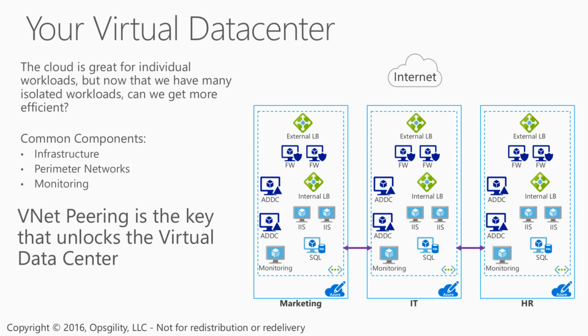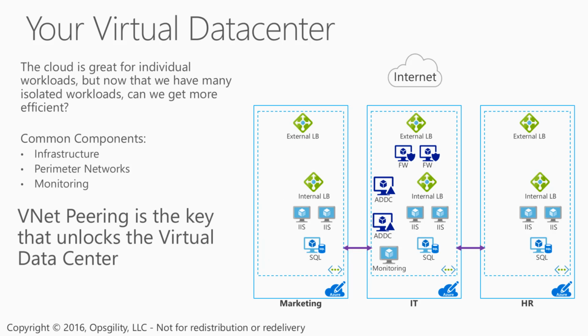Well, VNet peering brings options for connecting these isolated VNets and provisioning shared services in a single virtual network that all of the other peered VNets can communicate with, thereby reducing the IaaS server count. And this, of course, reduces complexity and cost. In this example, now the marketing subscription VNet and the HR subscription VNet will be leveraging those domain controllers, the monitoring server, and the firewalls that are deployed in the IT subscription.